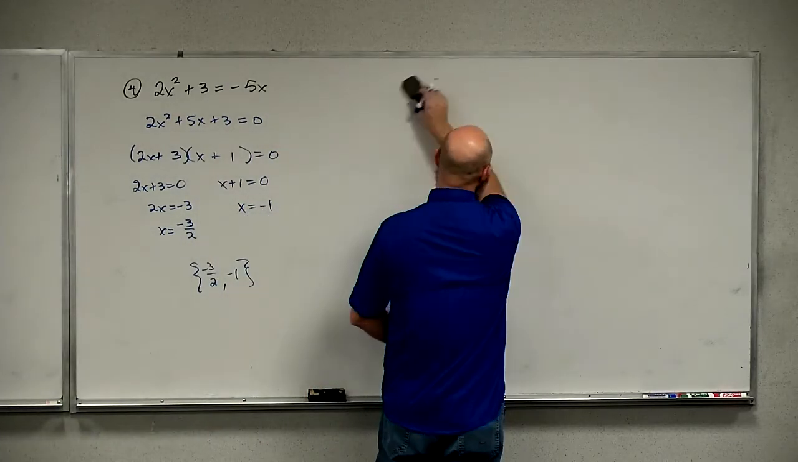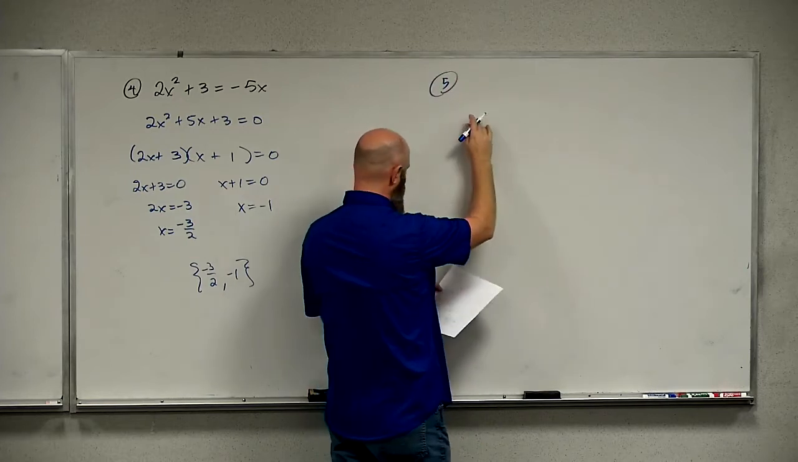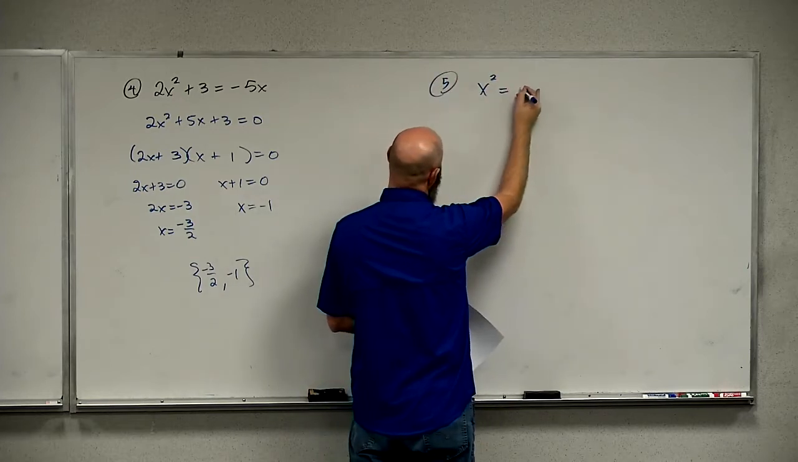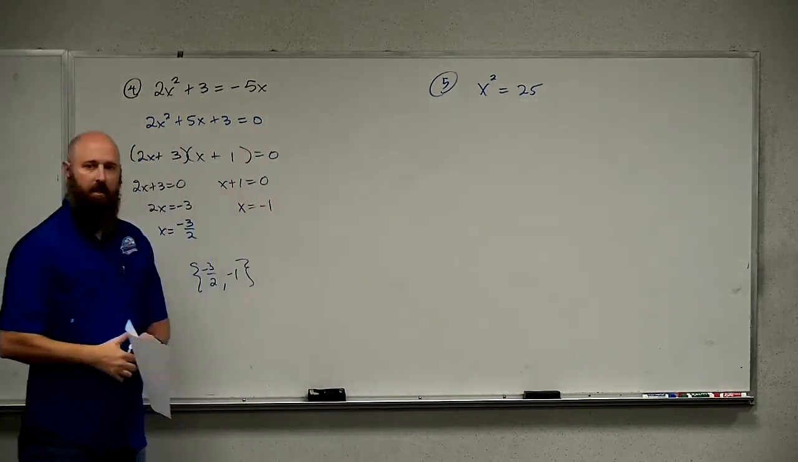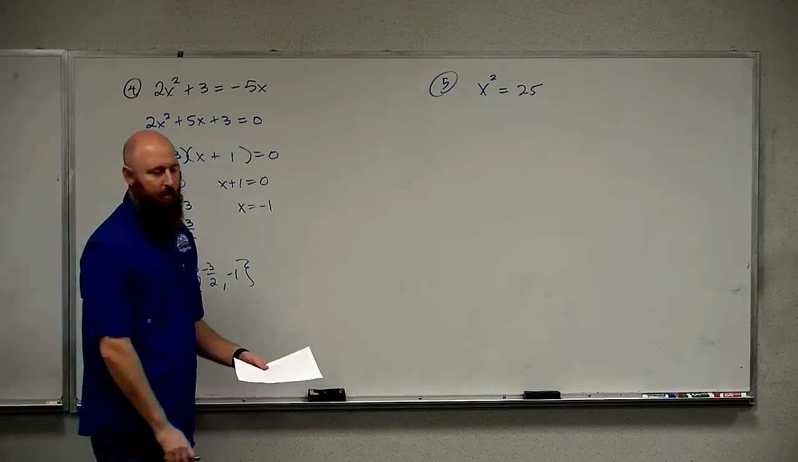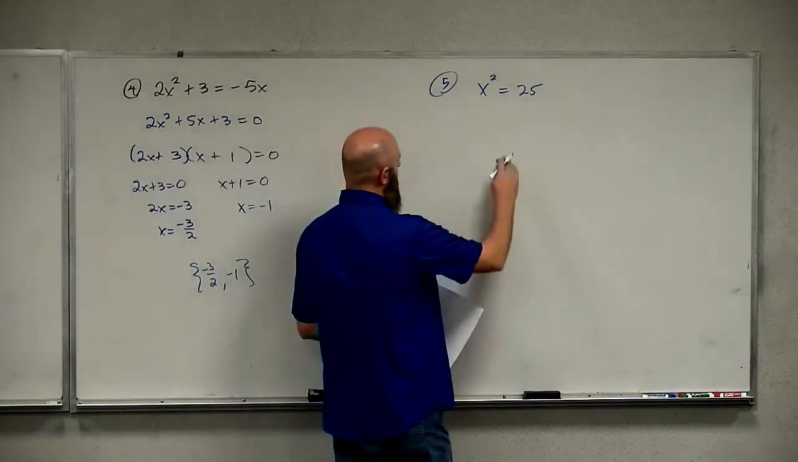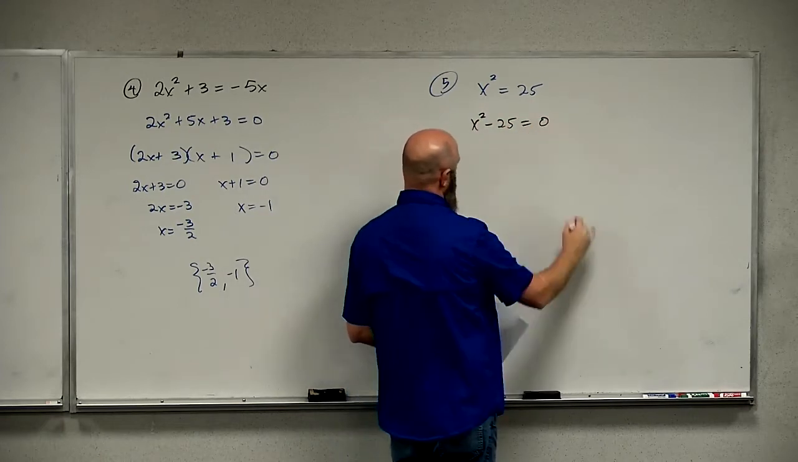All right, let's do one more. So we see something a little bit different. X squared equals 25. Now, even though I just have the 2 pieces, we still want it to equal 0 at this point. So I'm going to move that over. So it says x squared minus 25 equals 0.